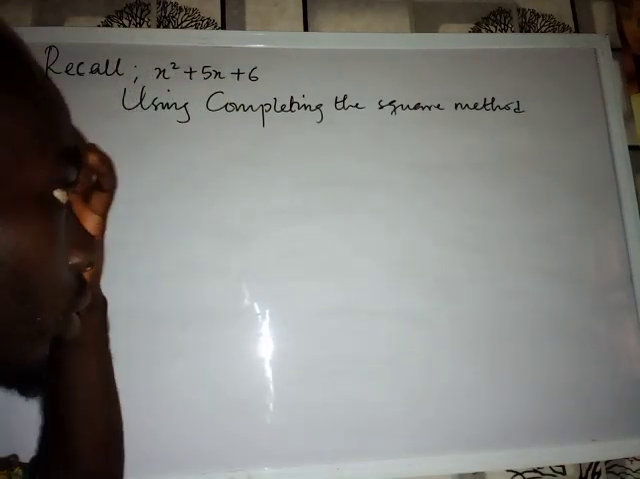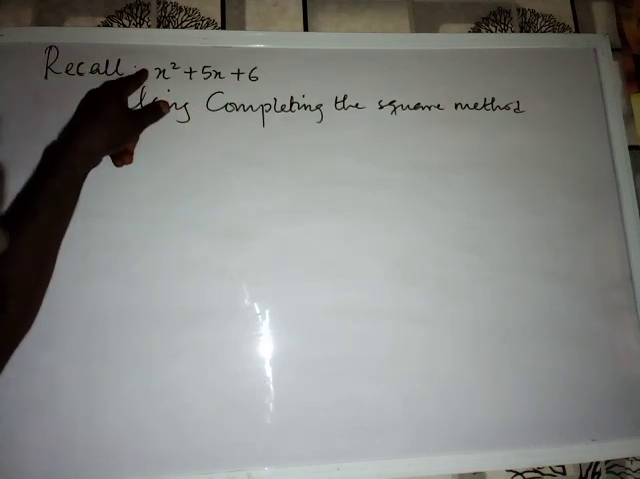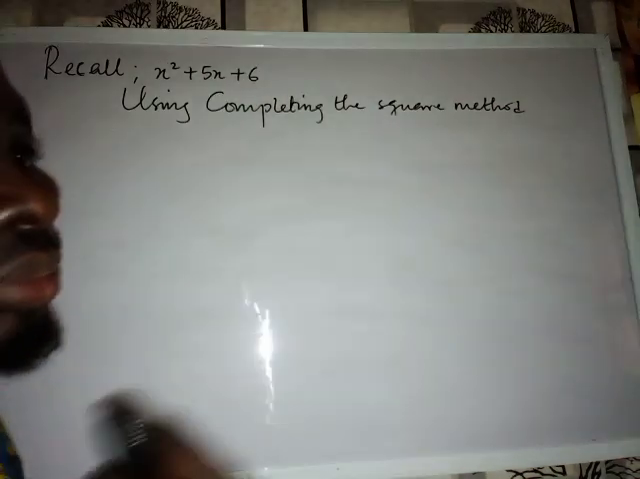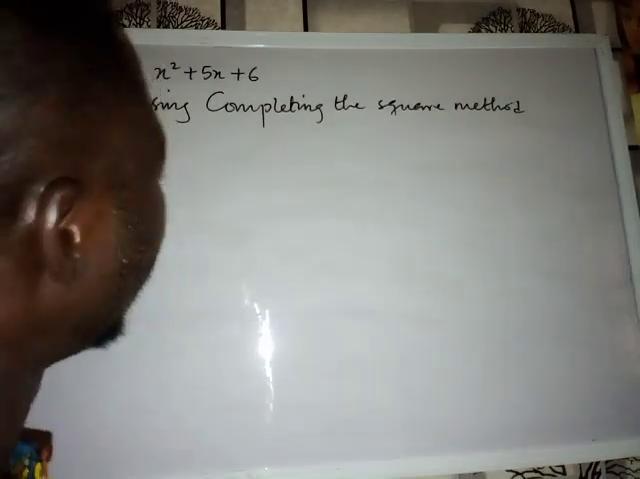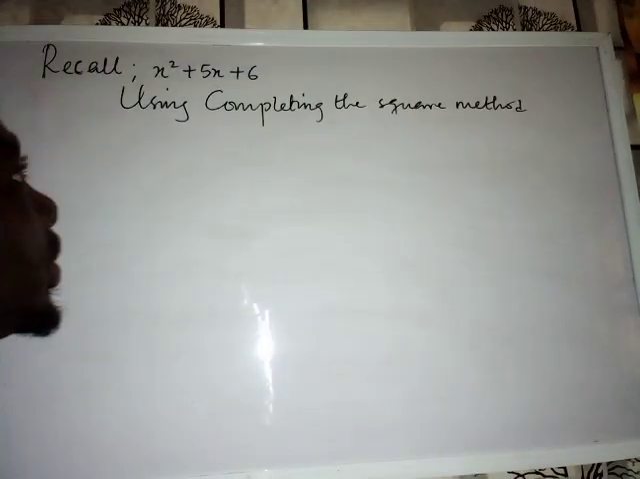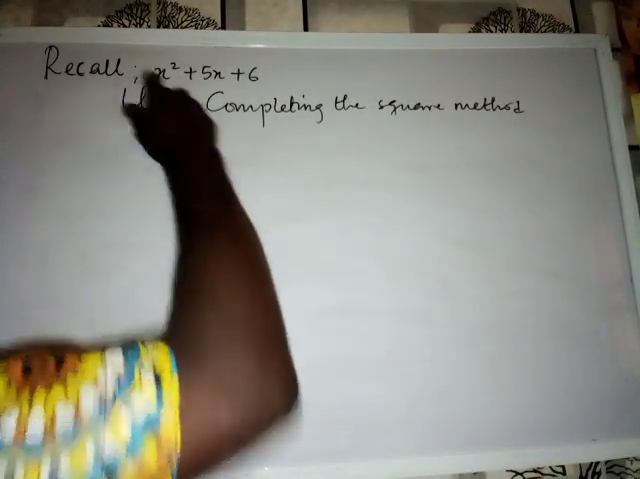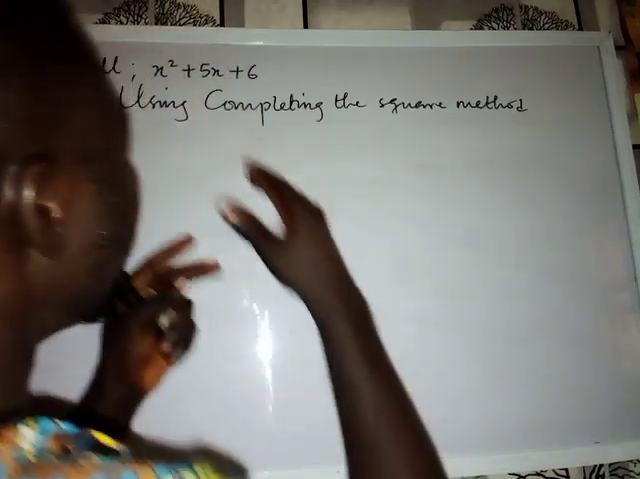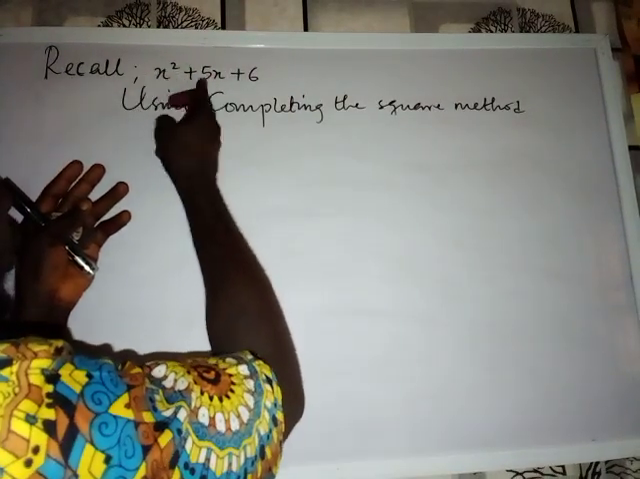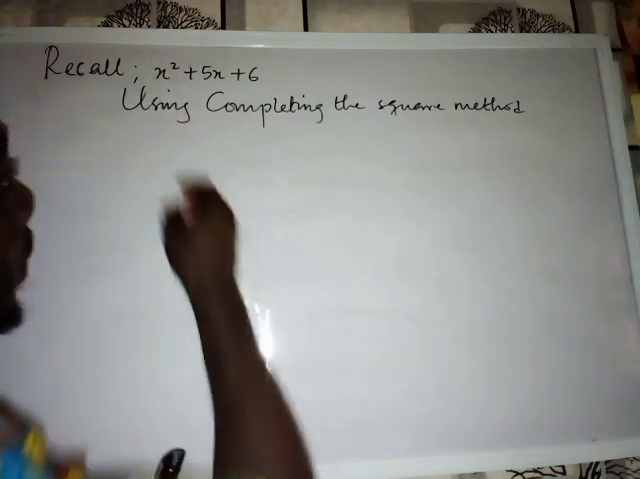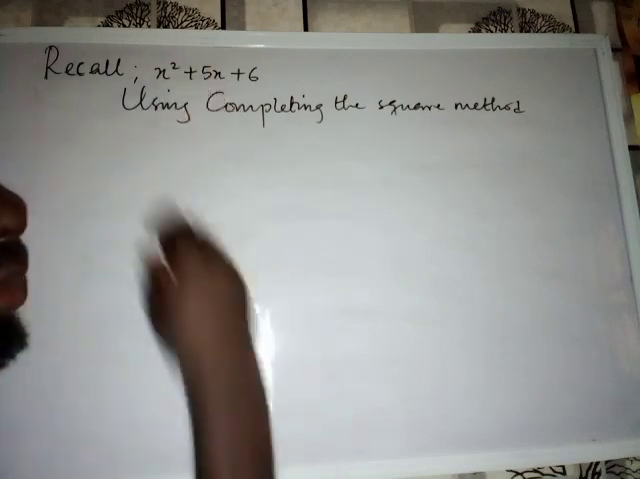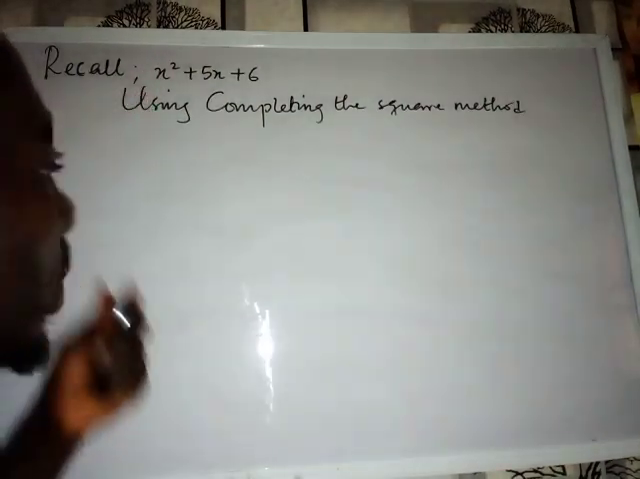The first thing I need to check is the coefficient of x squared. Once the coefficient of x squared is 1, then I can proceed to the next step. Since the coefficient of x squared here is 1, I can proceed. But if the coefficient of x squared is more than 1, we have to factorize that coefficient out from these two terms, that is x squared and plus 5x. But this is 1, so I can proceed.